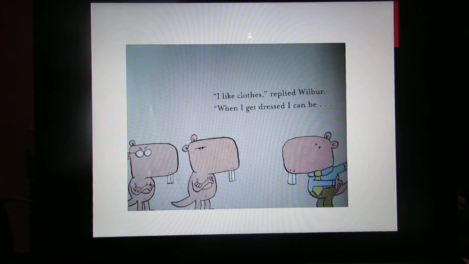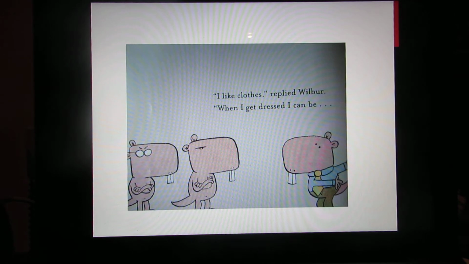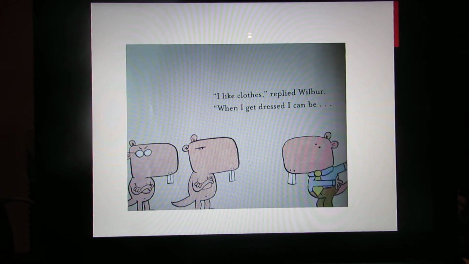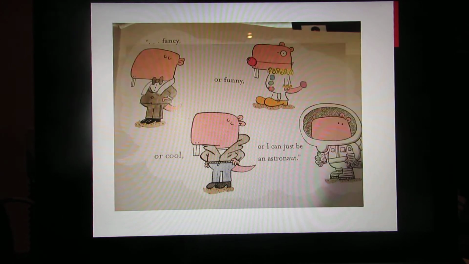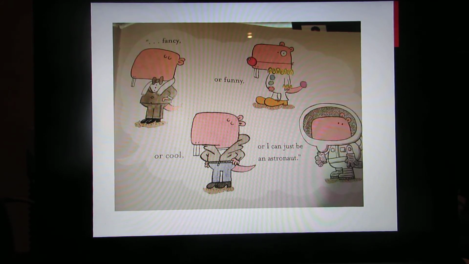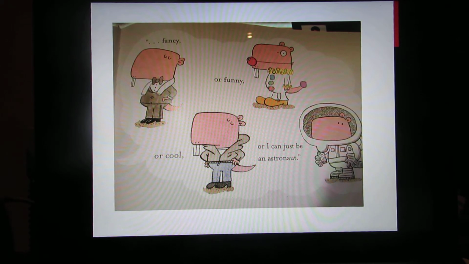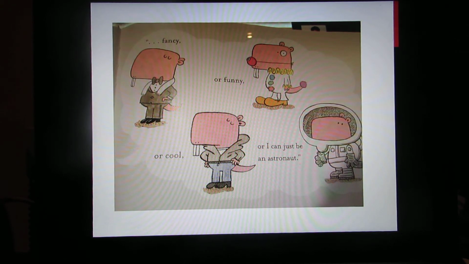Here's an example. The sentence would be read like this. "I like clothes," replied Wilbur, "but when I get dressed, I can be..." Let's see what the connection of this is. "Fancy, or funny, or cool, or I can just be an astronaut." You can see that the ellipses are showing the continuation of Wilbur's thought. When he dresses, he can be fancy, fun, cool, or even an astronaut.